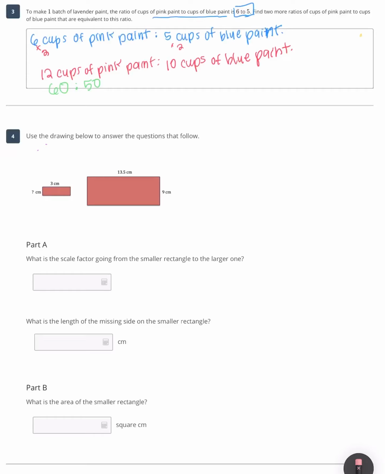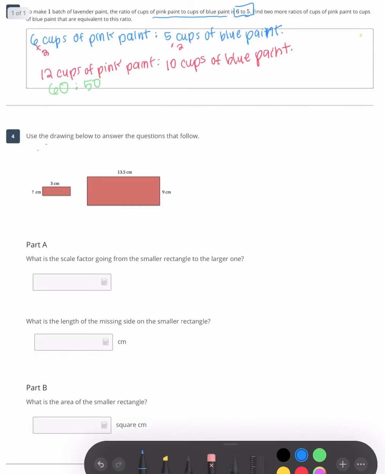Now, depending on who's administering your test or who your teacher is, they may not take all the points away. They may give you some credit, but I just want to give you guys the worst case scenario. Okay, so let's dive into this question.